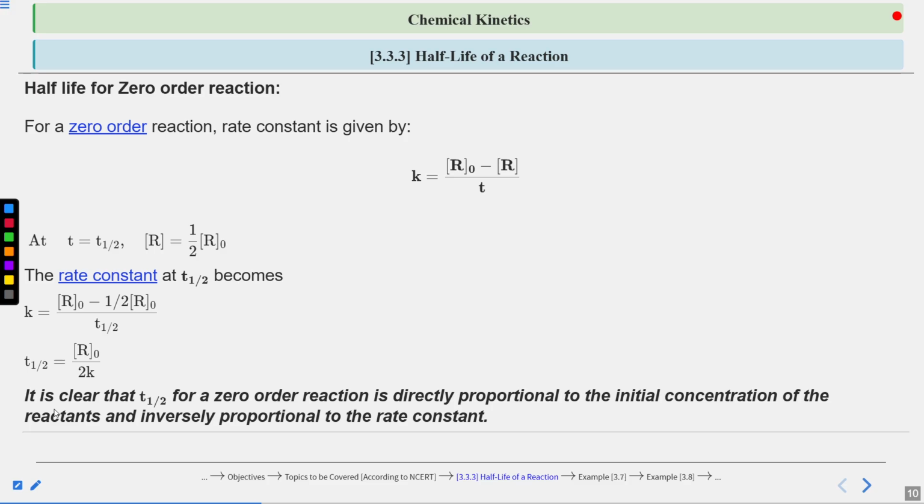Now it is clear that the T half, or half-life, for a zero order reaction is directly proportional to the initial concentration of the reactant and inversely proportional to the rate constant. From this relationship, you can clearly see that the half-life period for a zero order reaction depends directly upon the initial concentration of the reactant and inversely upon the rate constant, that is K.